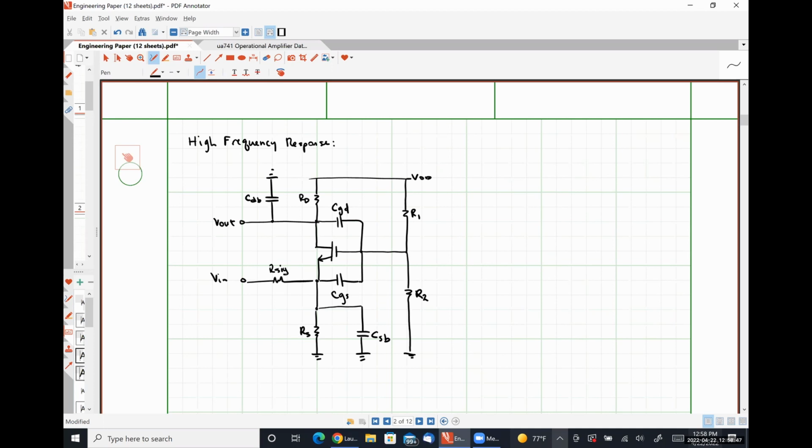There are 4 capacitances, one of which occurs between the gate and the drain. So I put a capacitor CGD between the gate and the drain, another of which occurs between the gate and the source. So that's why we have this CGS. Then there's one between the source and the body, where the body of a NMOS transistor is always assumed to be at ground. So that's why we have this guy here. And then another between the drain and the body, where again, the body is at ground. So that's why we have this guy here.